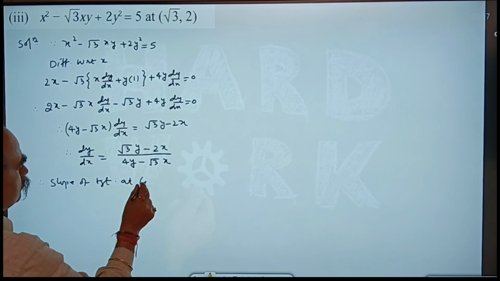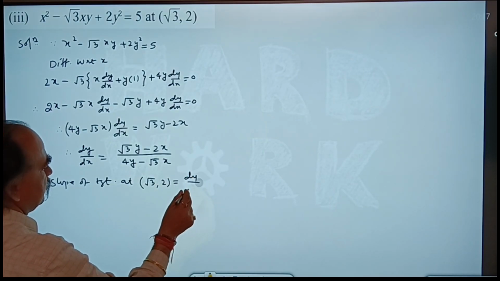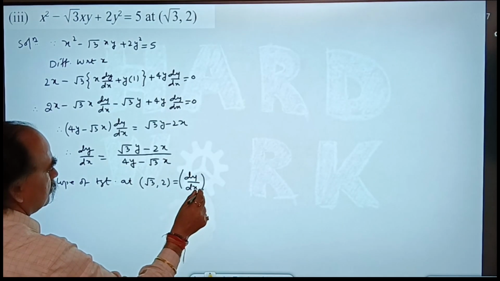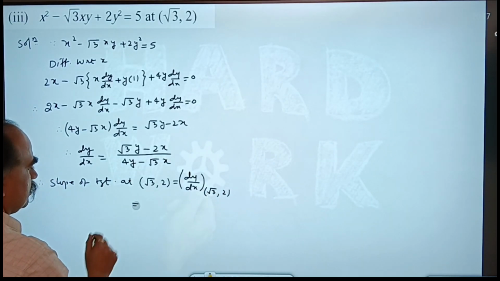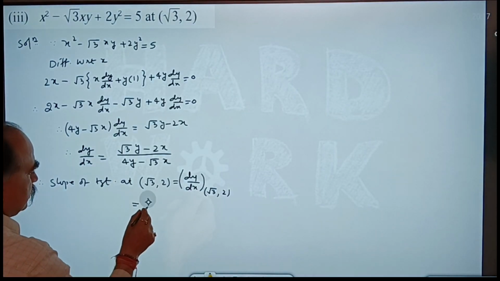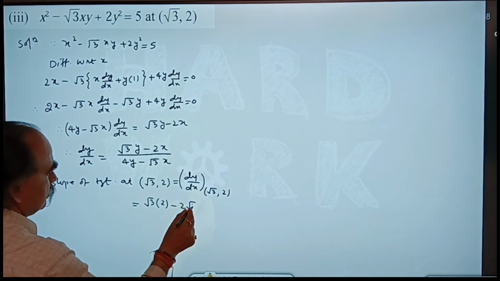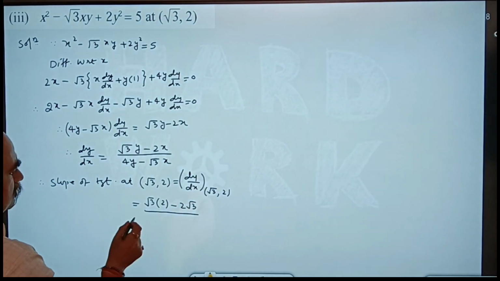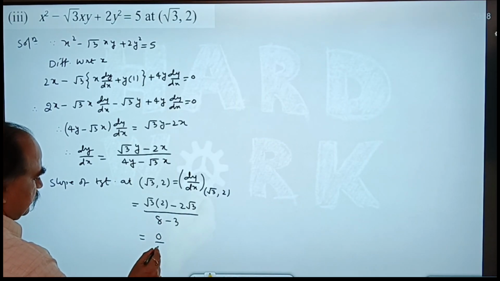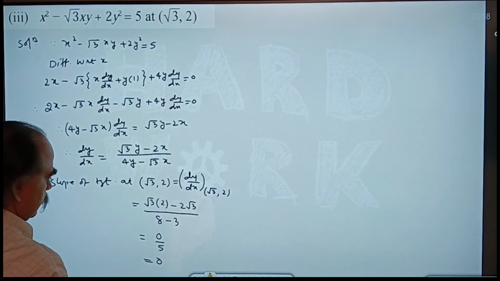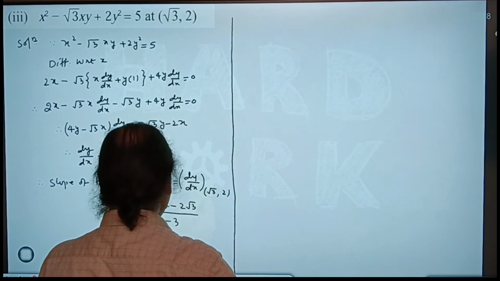So slope of tangent at (root 3, 2) is equal to dy by dx at (root 3, 2) will give you root 3 into 2 minus 2 into root 3 upon 8, which is 0. Slope of tangent is 0.